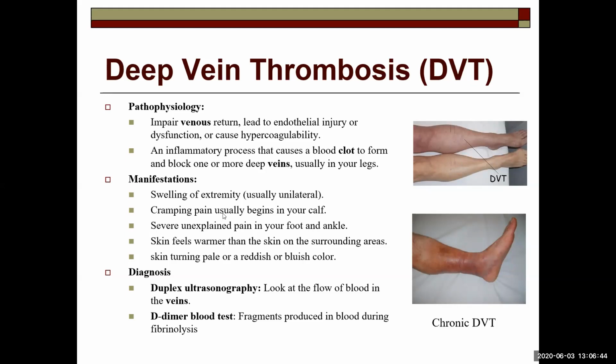So cramping, you get cramping pain, usually beginning in your calf. Severe unexplained pain in your foot and ankle. Okay, so you're gonna swell up first of all. When you swell up, then you're just gonna start having pain. Skin feels warm, like venous. As we said, venous. Put your hand on the skin, it feels warm, and you know it's venous and not arterial. Skin turning pale or reddish or bluish in color after a while.